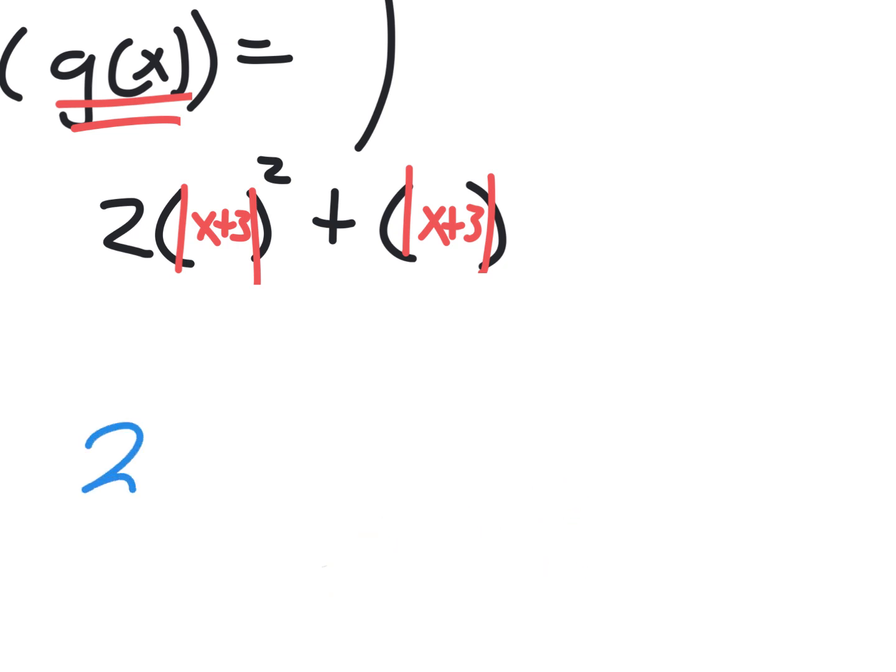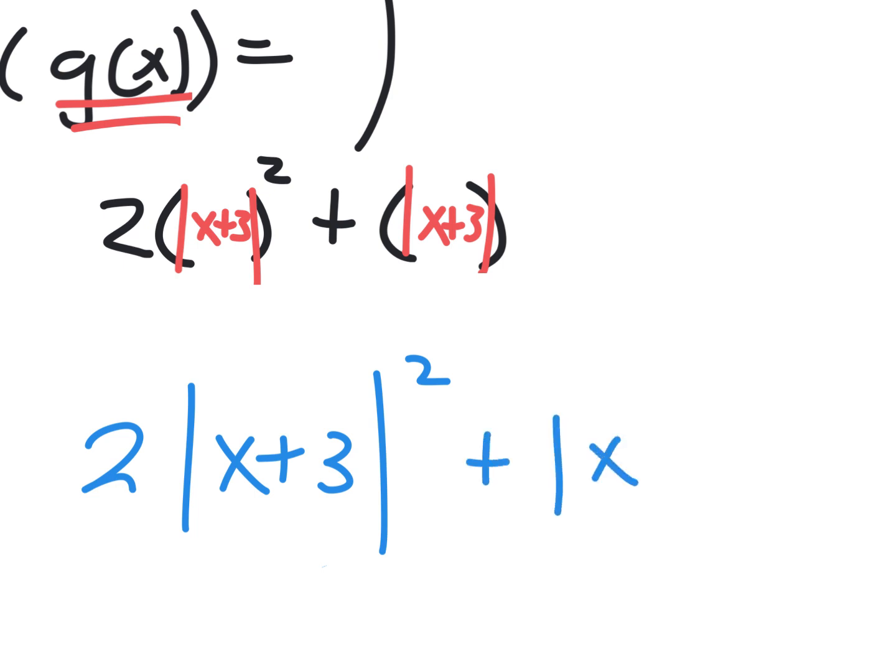I'll clean it up to absolute value of x plus 3 squared. And no, you cannot square that thing, because you can't get it out of the absolute values. It's like it's in jail, and you can't get it out of jail.